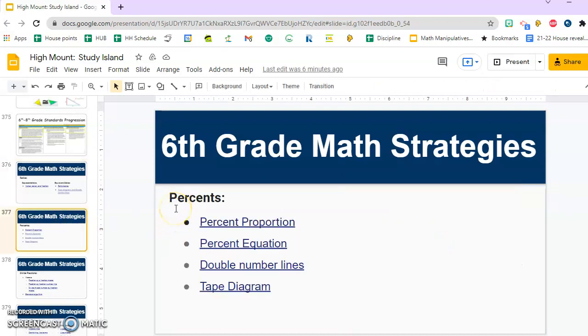I go through percent, so percent proportion, equation, again, double number lines, tape diagrams, and you'll see a lot of the same strategies throughout this, but it applies to a different skill. It applies to a different standard.